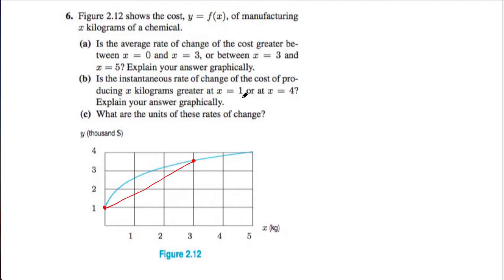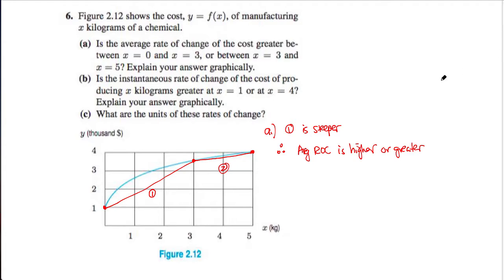Now, if I'm looking at the average rate of change between 3 and 5, that's going to be the slope of the line between these 2 points. So what I can say here, without a doubt, is that between the one on the left and the one on the right, one is steeper. Therefore, the average rate of change is higher, or you could say greater, because this slope is steeper.